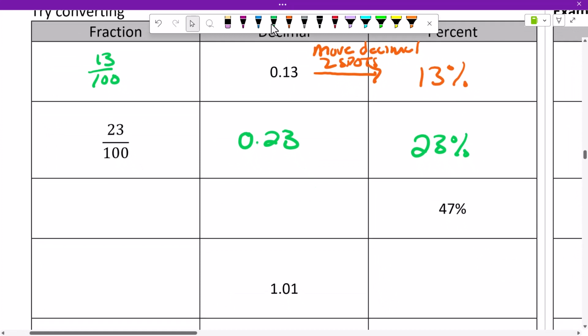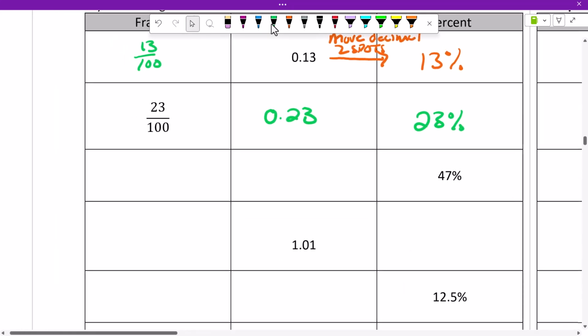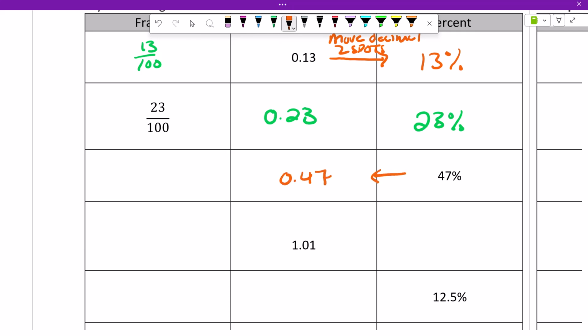All right. Next up, 47%. Moving this way. What is the decimal? 0.47. Move the decimal 2 spots in the other direction. 47 over 100. Okay, there we go. Okay, this is our decimal. What is it as a fraction? We're going this way.